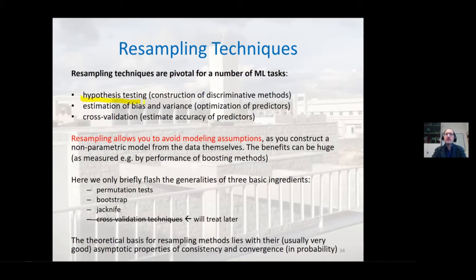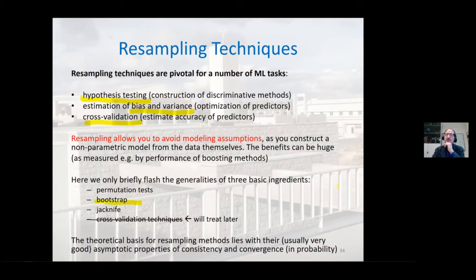Well, they are very useful for hypothesis testing, of which you have heard from Harrison this morning. But here we are more interested in the estimation of bias and variance, and this is what we typically use them for. And we also use them for cross-validation purposes when we want to estimate the accuracy of our predictors that we construct in machine learning, okay? And this resampling allows you to avoid assumptions about your model, because you are constructing effectively a non-parametric model from the data, so you're safe.